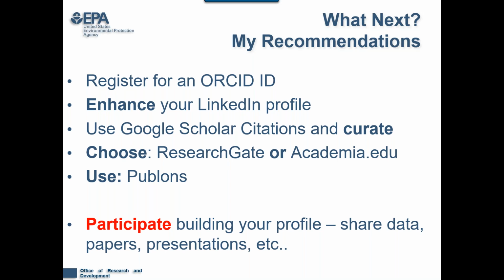As we move on, we would like to have a complete profile to represent what we've been doing for the past few years. Curate your Google Scholar citation profile if you have one. Choose ResearchGate or Academia and use Publons. Now that still may seem like a lot, but believe me, once you get this under control, it's a couple of hours a month. I would encourage you to participate in your profile.